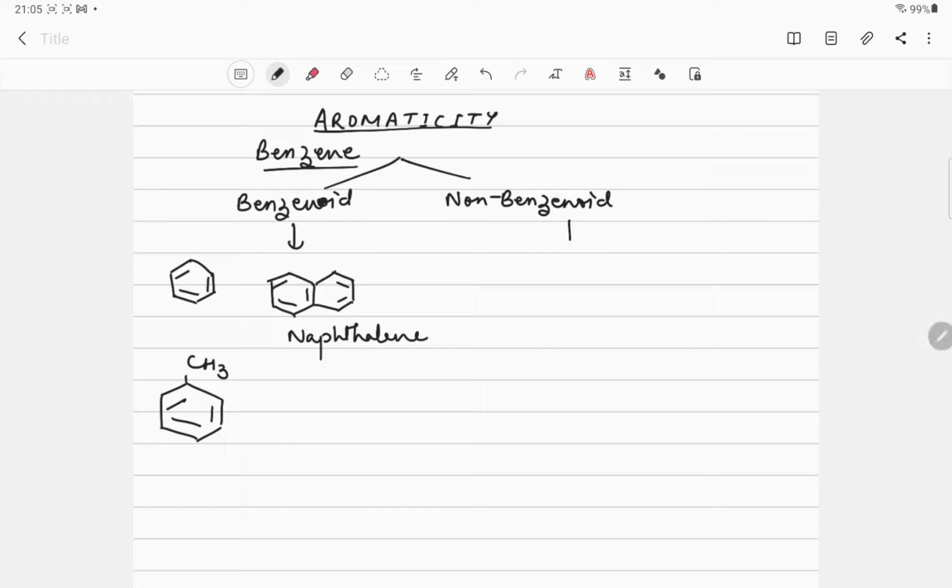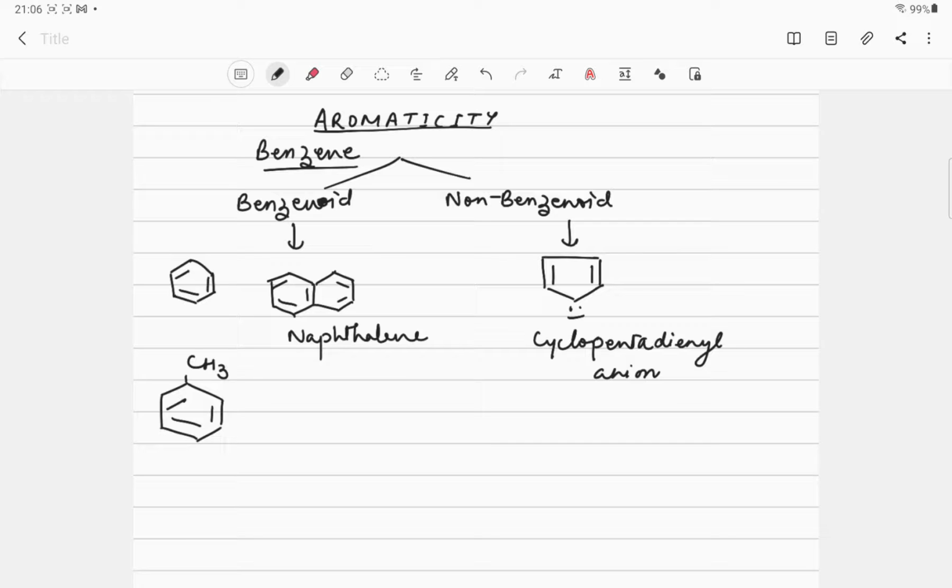Now, what about the non-benzenoid compounds? These are compounds which do not contain a benzene ring in them but are aromatic, like if we talk about this compound, this is cyclopentadienyl anion. This is aromatic but does not contain any benzene ring. So that is how we can have benzenoid aromatic compounds and non-benzenoid aromatic compounds.